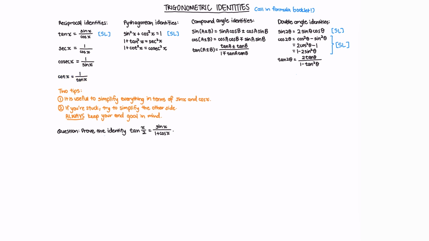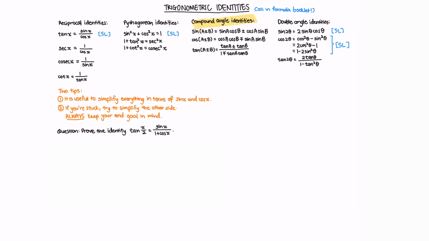Next, covering the Pythagorean identities, which involve all these squared things. Look at it, all of these are squared. So anything squared, look at the Pythagorean identities. First of all, sine squared x plus cosine squared x equals 1. 1 plus tangent squared x equals secant squared x. And 1 plus cotangent squared x equals cosecant squared x. By the way, sine squared x is the same thing as saying sine x whole thing squared. These two are the same thing. So secant squared x is just 1 over cosine squared x.